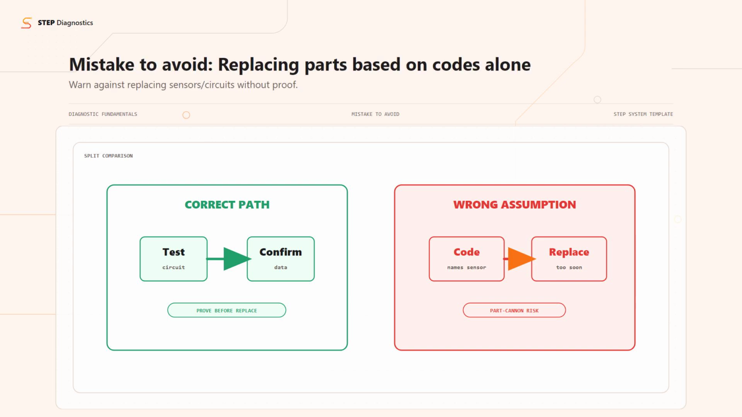Don't fall into the trap of replacing sensors or actuators just because a code points their way. Mechanical conditions can set identical DTCs, so always prove the fault with both measurement and system logic before replacing parts. Comparing related PIDs, checking physical behavior, and verifying measurement under symptom conditions prevents costly guesswork.